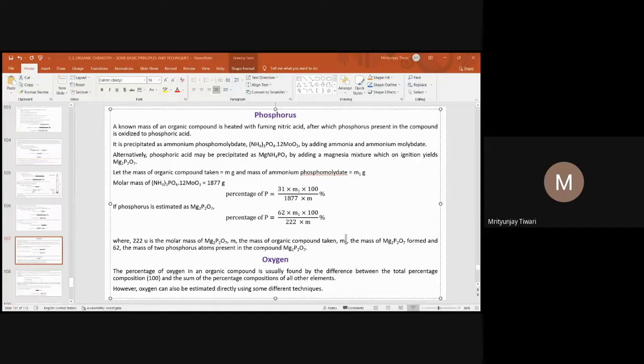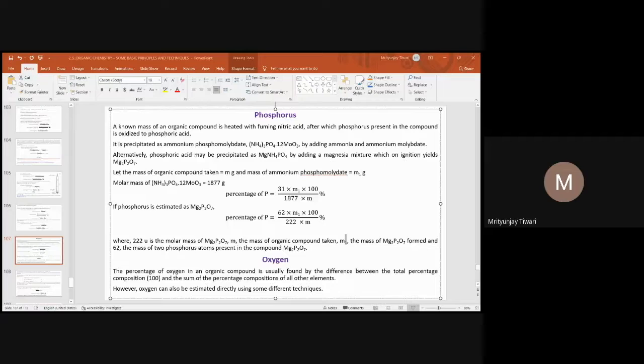So 1 gram of carbon dioxide is obtained from 32 divided by 88 gram of oxygen, and thus m1 gram of carbon dioxide will be obtained from 32 divided by 88 into m1 gram of oxygen. So from m1 gram of carbon dioxide, 32 divided by 88 into m1 gram of oxygen will be produced. And thus the percentage of oxygen will be mass of oxygen divided by mass of the organic compound, in percentage.